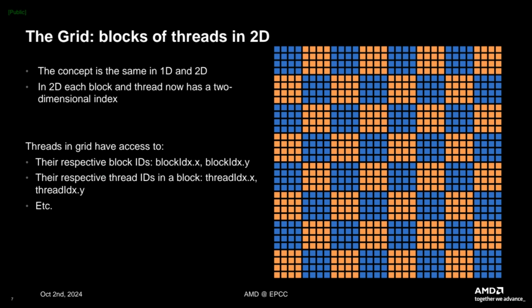And as I mentioned, the grid can be 1D, 2D, or 3D. So in the case of a 2D grid, you can get similar information as what we have already discussed, but instead of doing the .x, you would be doing the .y. So you can get the respective block IDs by doing blockIdx.x or blockIdx.y, for instance, depending on whether you're going on the x or on the y dimension. And this can be generalized to the 3D case as well.